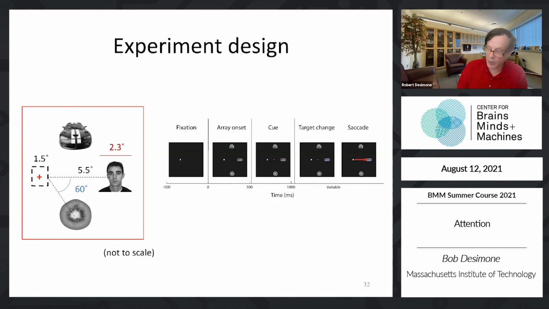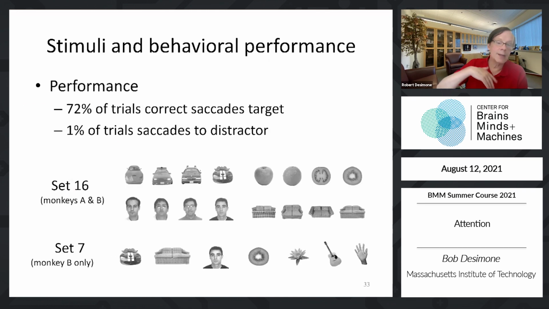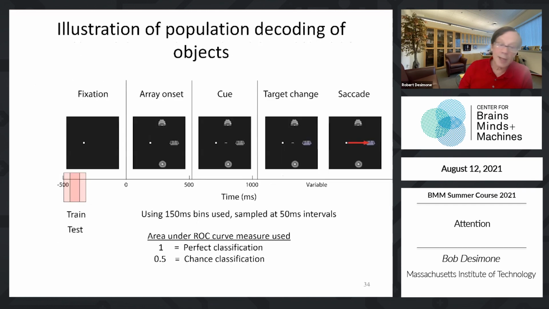Okay, so that's the basic task. The stimuli came from these classes: cars, faces, fruits and vegetables, and furniture. And so, as you know, this represents all the major categories of objects in the universe, and so we generalize from these. And then the way we quantified the results is we used a time window in which we did the decoding performance, and then just slid the time window across the time in the trial. We used the area under an ROC curve as the measure of performance, where 1 would be perfect classification and 0.5 would be chance.